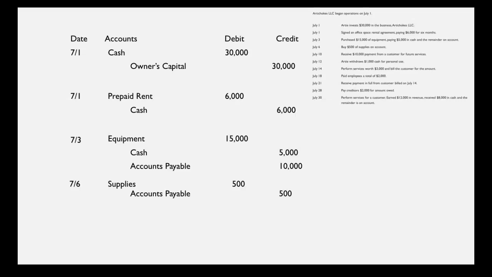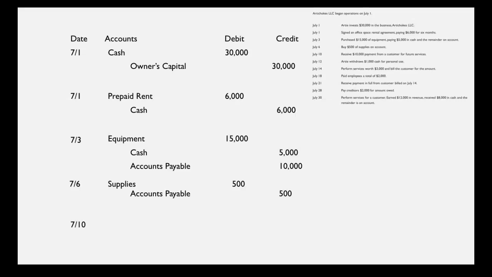Right? So you'll see the phrase on account pop up in a few different ways. If we are the one purchasing something on account, that tells us that accounts payable will be affected. If a customer owes us something on account, right? If we perform services on account, then that's telling us that accounts receivable will be affected. So we just need to think about which side of the transaction we're on.